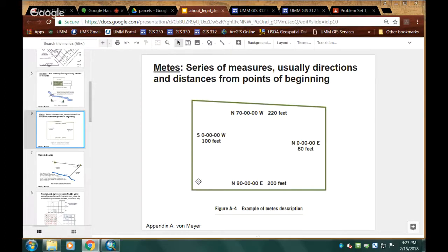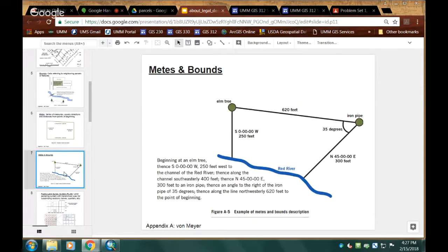And remember what I said at the beginning, one good piece of evidence that you've got a crappy survey is you go through all the metes and bounds as described, and you do not come back to the point of beginning. That happens a lot in old surveys, especially when they were done by somebody who doesn't know stuff.